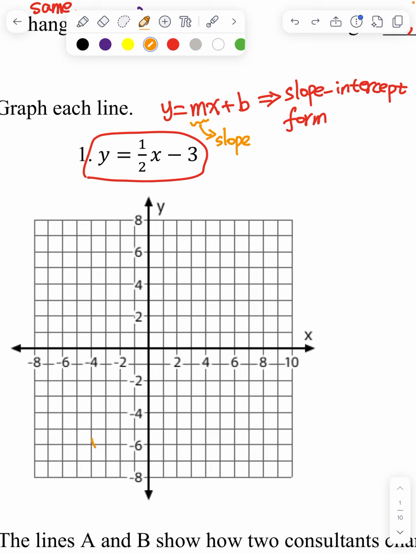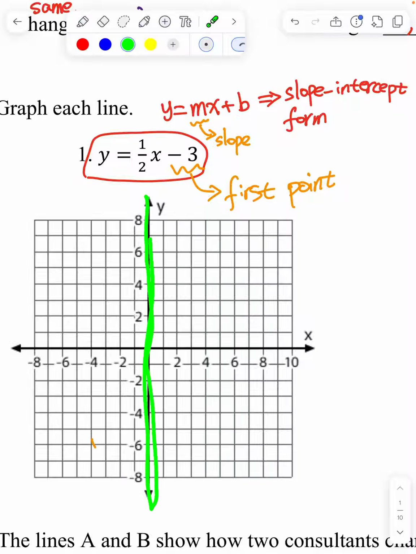It's your first point. And this point is always on the y-axis. That's why we call it y-intercept. So negative 3, where is negative 3? Right here. So here's the origin, right? Here's 0, 0, 0. Go down is negative. Go up is positive. So negative 3 is 1, 2, 3 right here. Negative 3. Okay, we find our first point.